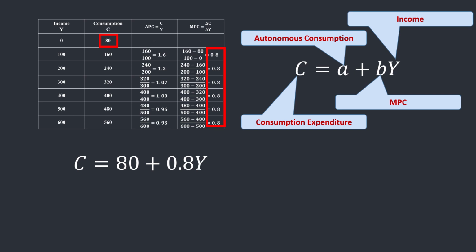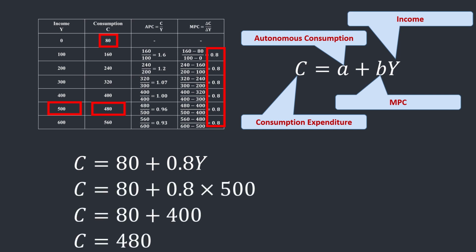For example, to know the level of consumption expenditure at 500 rupees income, we have to substitute 500 in the given equation and solve. C equal to 80 plus 0.8 times 500 equal to 80 plus 400, 480. Thus, we can find the consumption expenditure of the people for any given level of income.